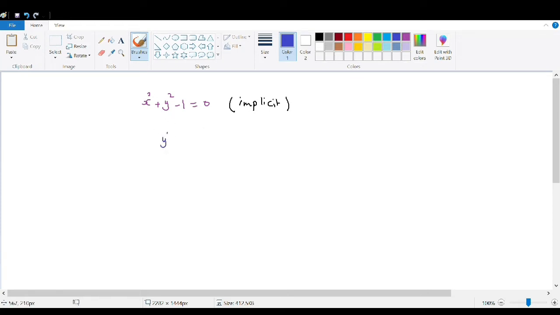So here y^2 will be equal, move minus 1 to the other side, so it will be 1. This x^2 is positive, so we'll move it to the other side, it will be minus x^2. So here we have y^2, so y is equal to plus or minus the square root of 1 - x^2. So now we have y as a function of x. So we converted this one from an implicit function to an explicit function. But can we convert any implicit function to an explicit function?